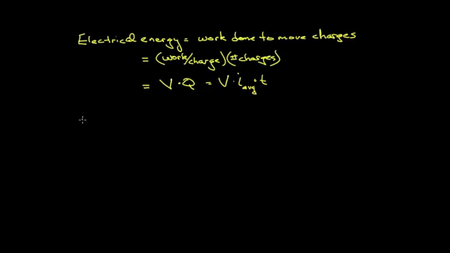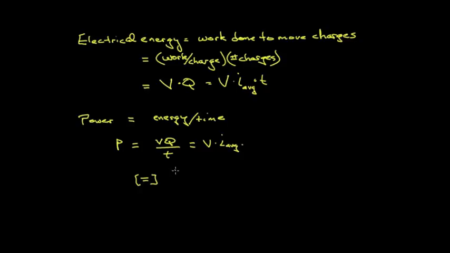Sometimes we're interested in expressing the electrical power for a system. Power is energy per unit time. So one can calculate that as the voltage times the charge divided by the time, or the voltage times the average current. Power is measured in watts. 1 watt is 1 volt times 1 ampere.